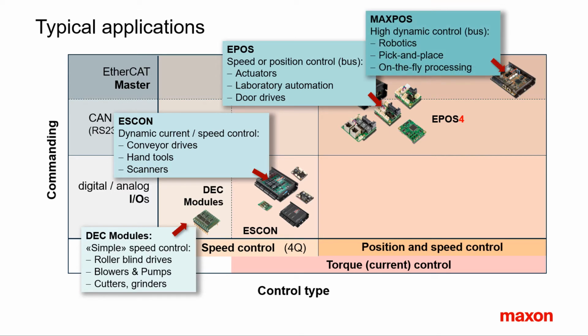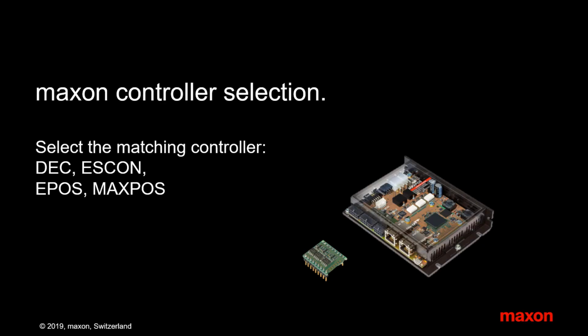MaxPOS is a high dynamic and fast controller requiring a high-speed EtherCAT master system. It's perfect for demanding multi-axis control as in robotics, pick-and-place and on-the-fly processing. That's it. An introduction to maxon controller families and how to select them.